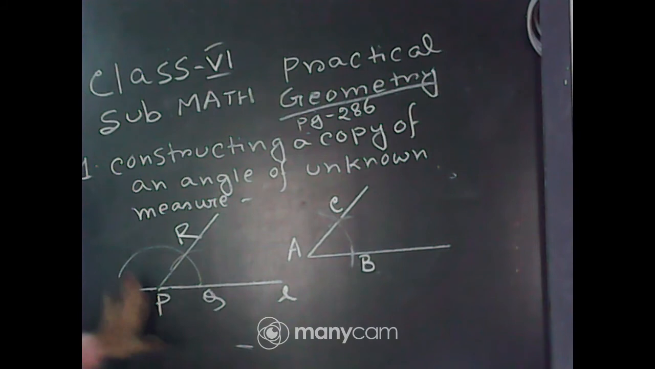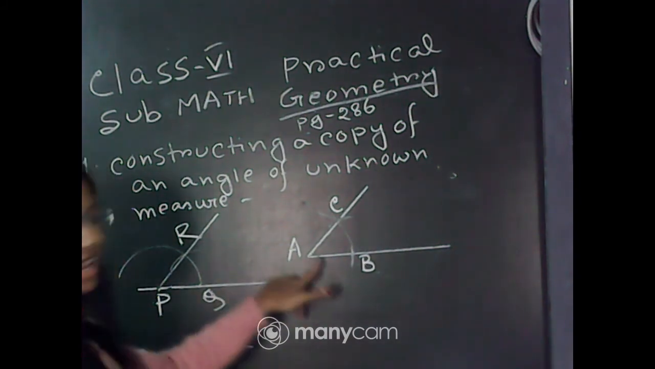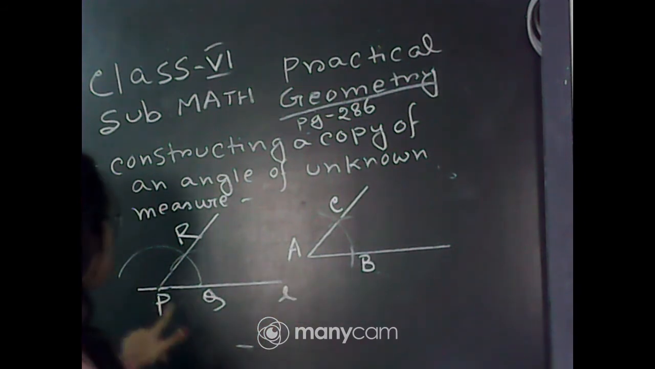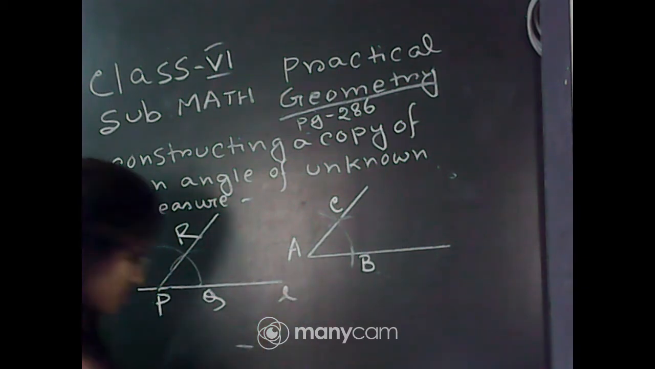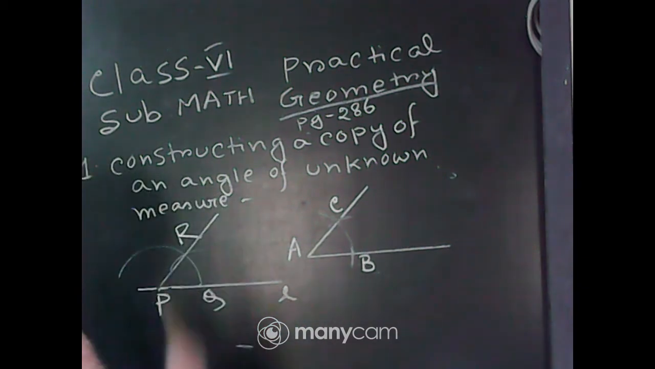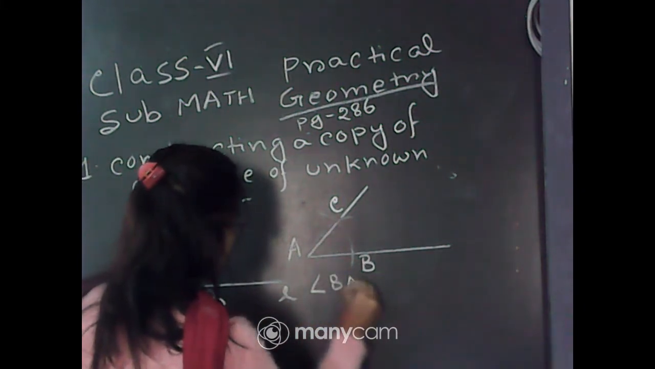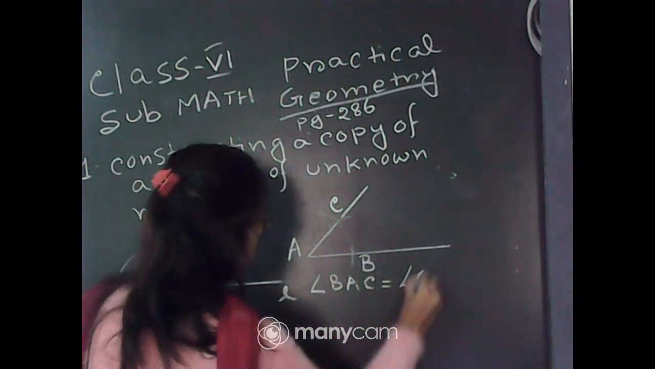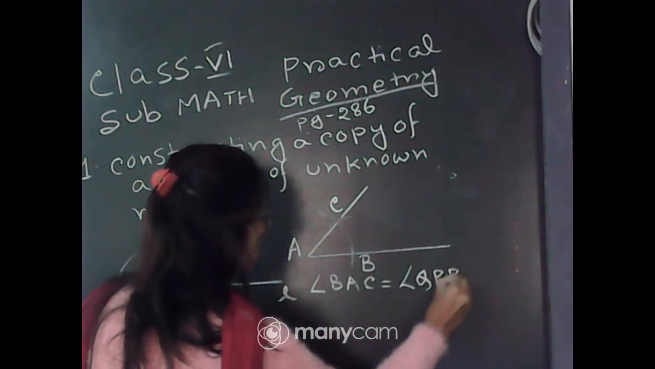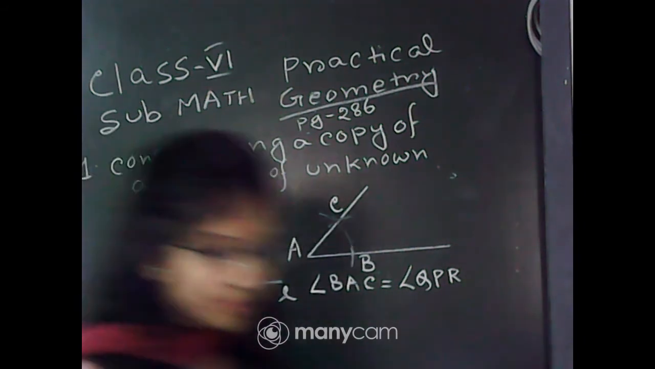And this gives angle P, and here angle P has the same measure as angle A. So angle BAC is equal to angle QPR. And this is the process of constructing a copy of an angle of unknown measure.